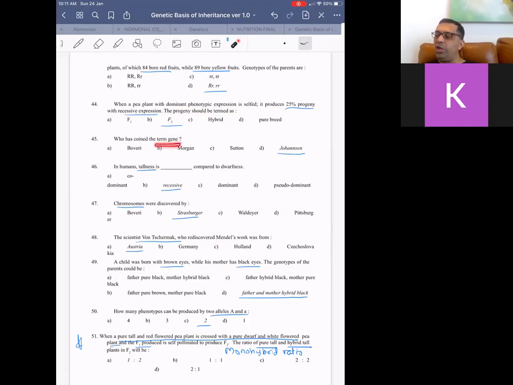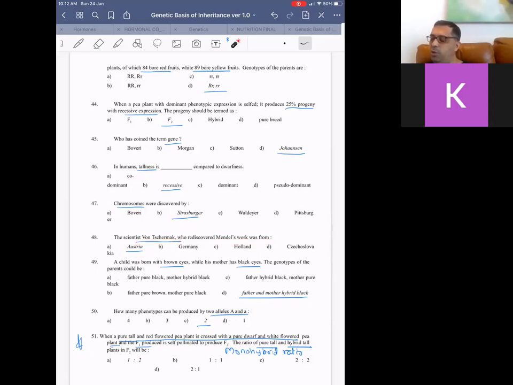Who coined the term gene? Johansson. ये याद रखना. In humans, tallness is recessive compared to dwarfness. Pea plant में tallness was dominant over dwarfness. In humans, tallness is recessive compared to dwarfness. ये याद रखना. Chromosomes were discovered by Strasburger. That was the scientist who discovered chromosomes. The scientist von Tschermak, who rediscovered Mendel's work, was from Austria.